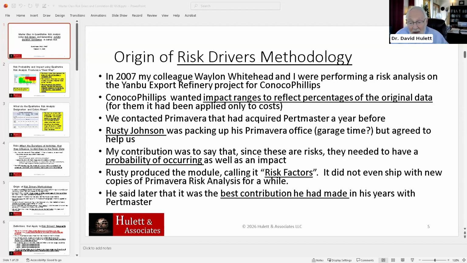It did not even ship with the new copies of Primavera Risk Analysis for a while, so I had to send my own copy of the risk factors module to my clients, because otherwise they wouldn't have it. And I think I heard as a rumor that Rusty said that this was the best contribution he had made in his years with PertMaster. And by the way, Rusty Johnson is still advising Safran.